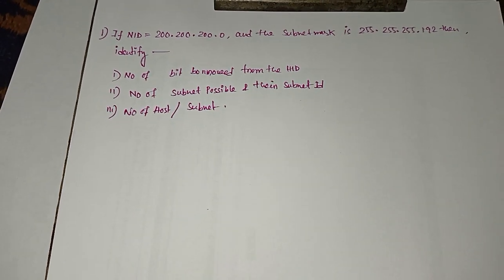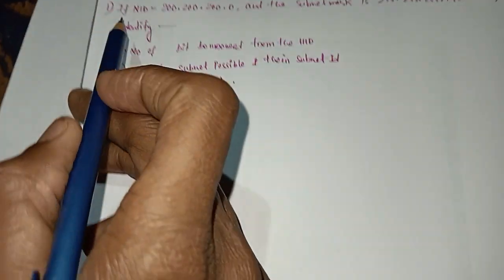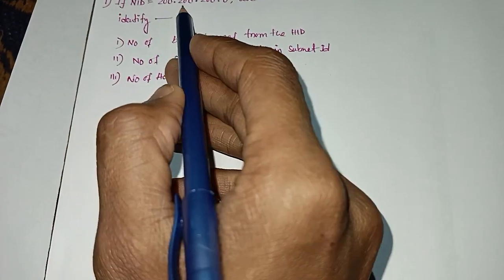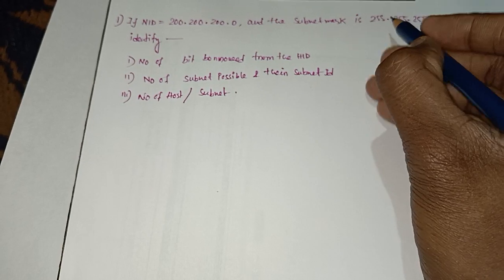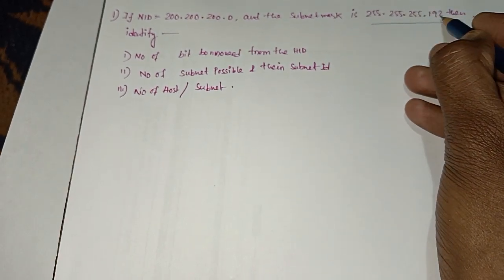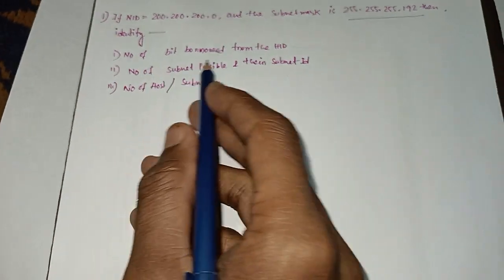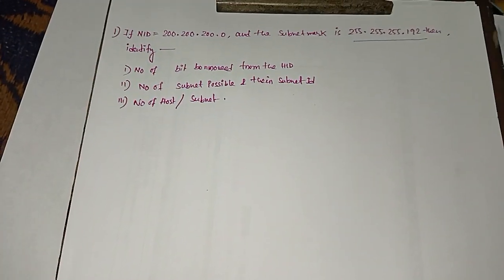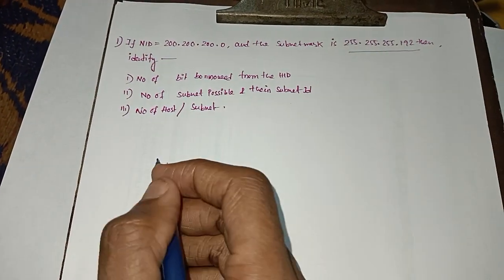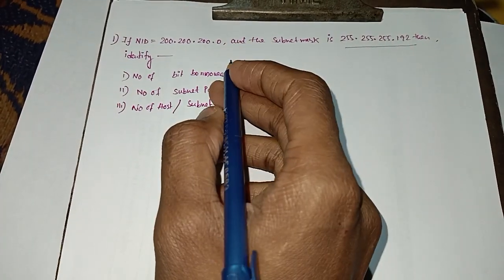So today we came up to a computer network question. The question is this: the network ID is 200.200.200, and we are given the subnet mask 255.255.255.192. Then we have to identify the number of bits borrowed from the host ID, the number of subnets possible, the subnet IDs, and the number of hosts per subnet. This is a basic, typical subnetting question.